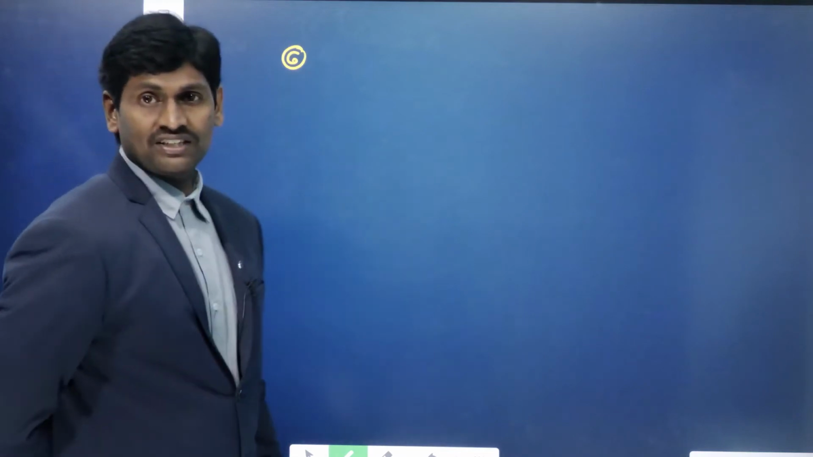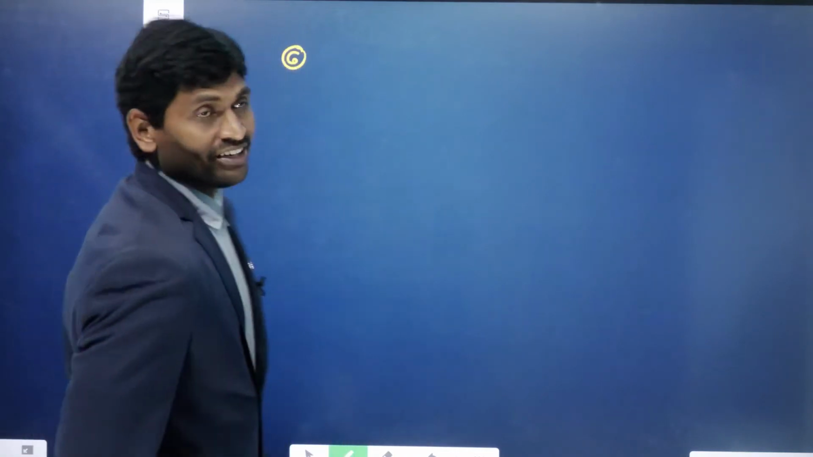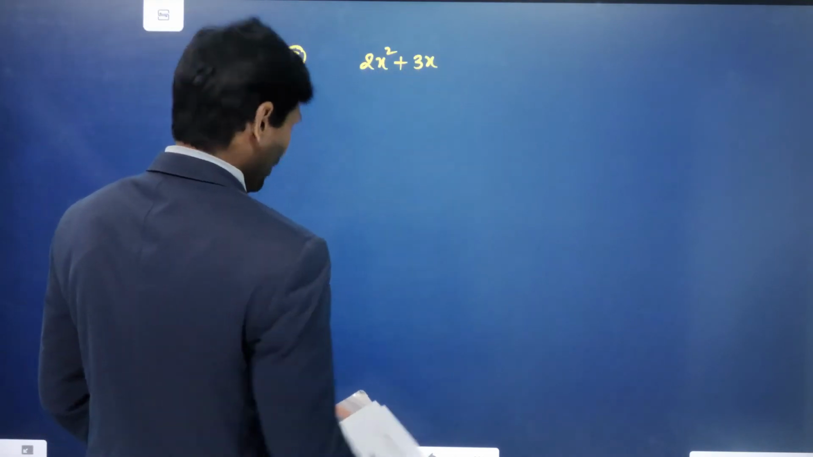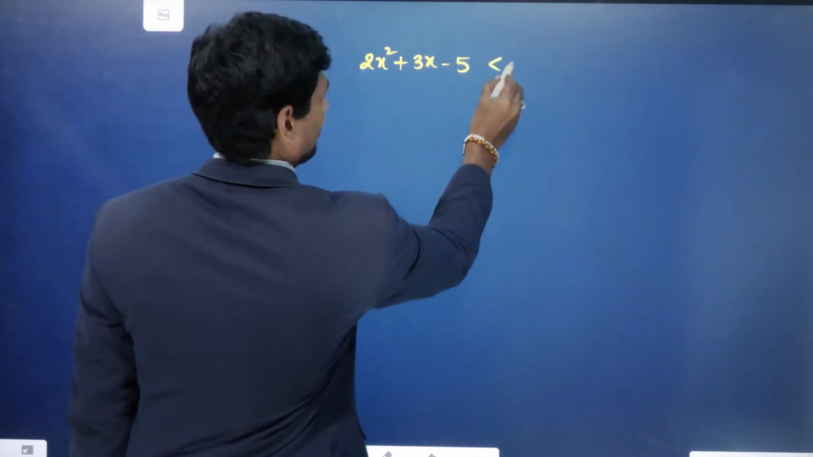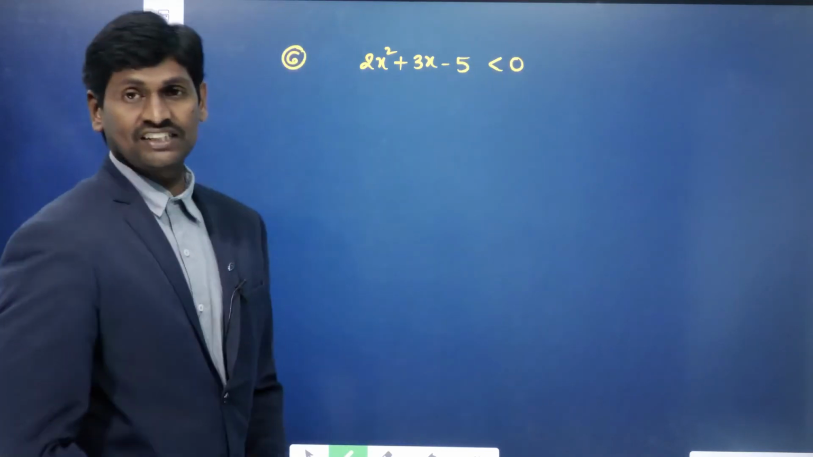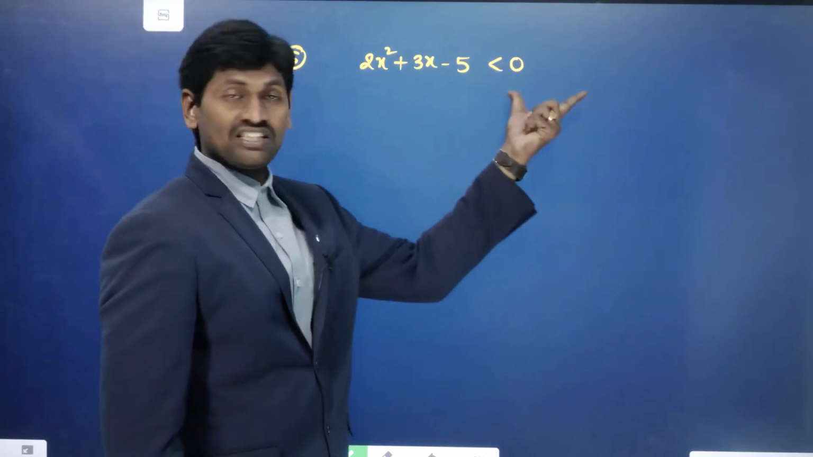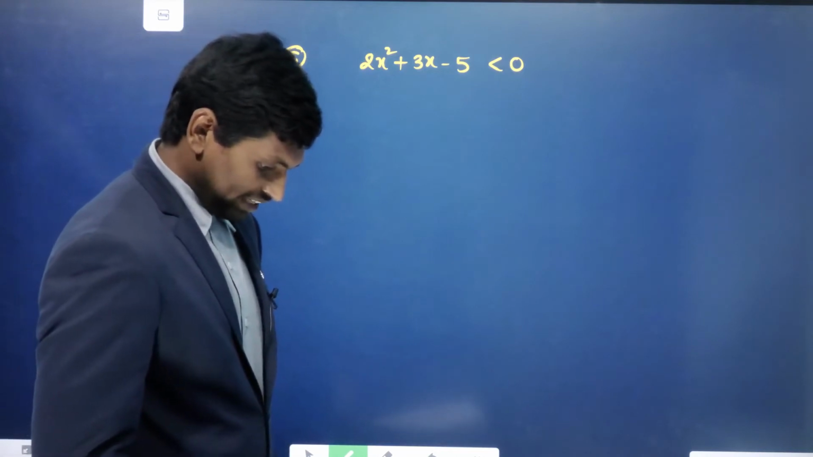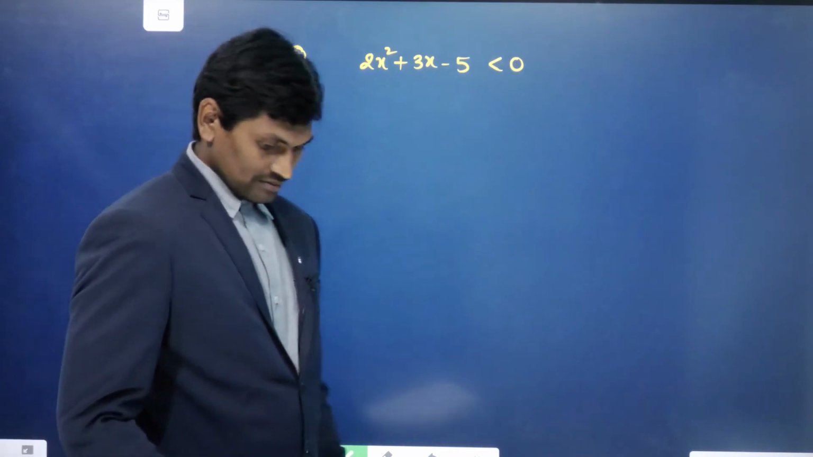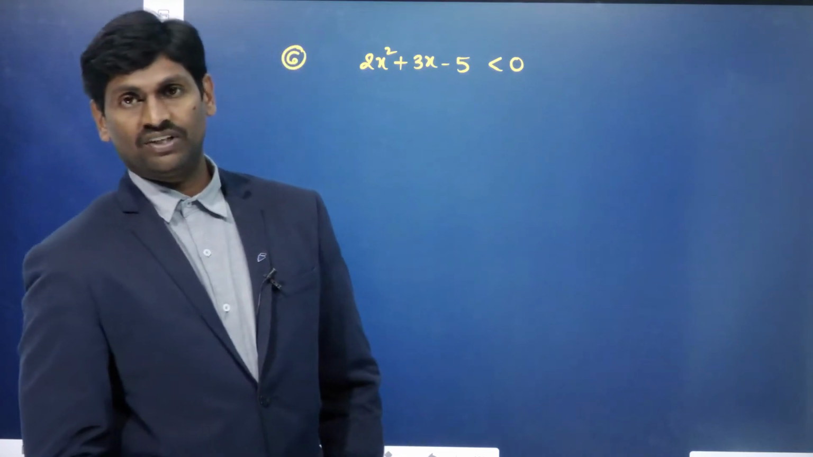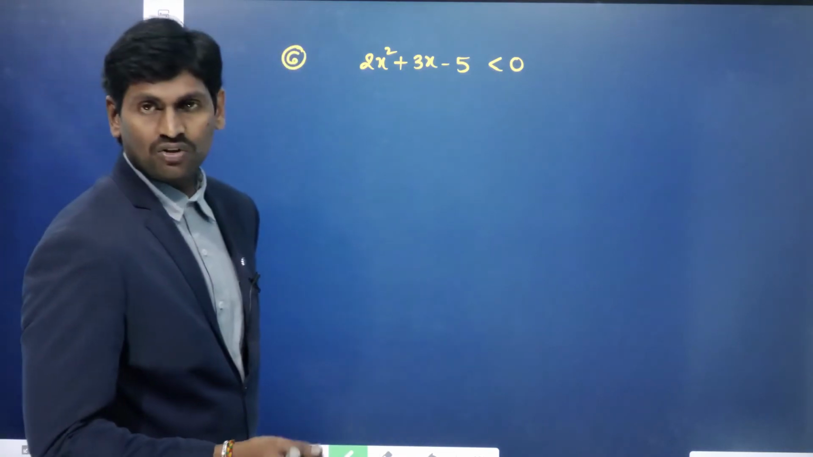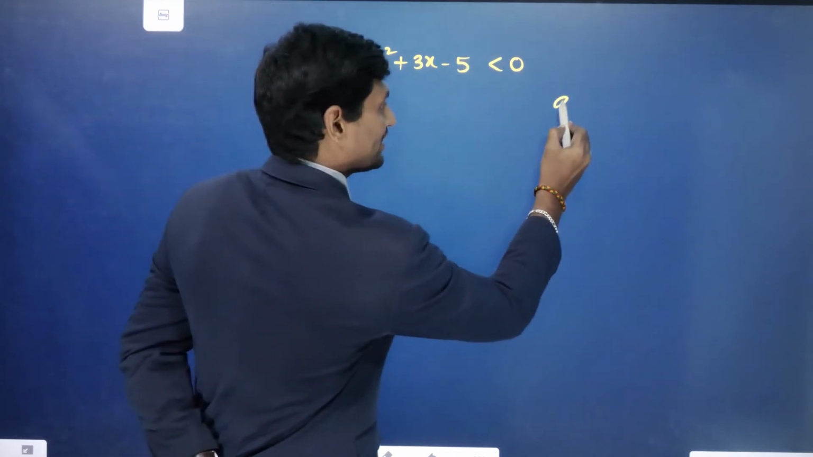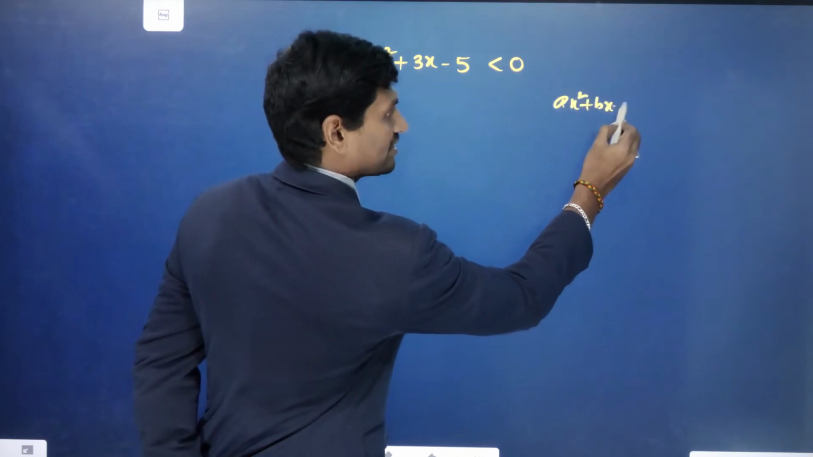Question number 6 is the expression 2x square plus 3x minus 5 is negative, it seems. The entire expression sign is given negative, nothing but less than 0. So we need to identify the value of x, where x lies between. Now see here, entire expression value is less than 0. That means ax square plus bx plus c is negative.